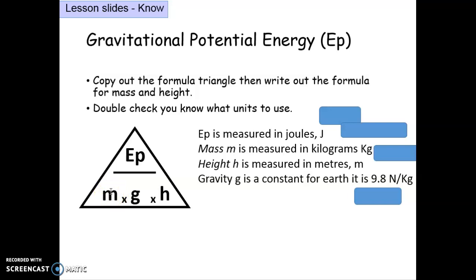Okay, so if I wanted to calculate height, I would do exactly the same thing. I would cover up the H, and I would be left with EP divided by mass times gravity. Pop those two in brackets, okay, to make it work.